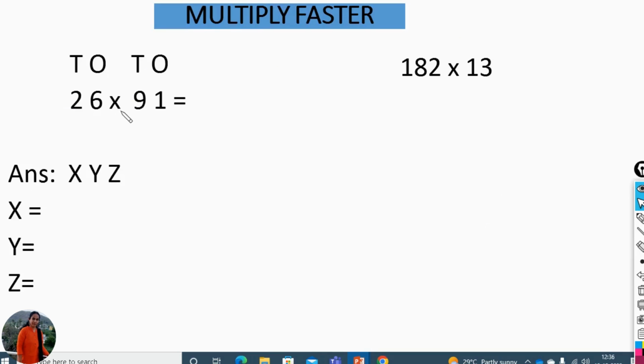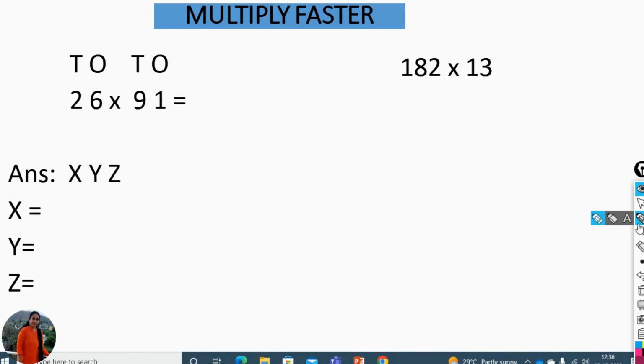This 26 into 91 and 182 into 30. You have to check whether these values are equal. So I use some formulas, that is x, y, z. So the answer is x, y, z. So I have to find the value for x, y, z.